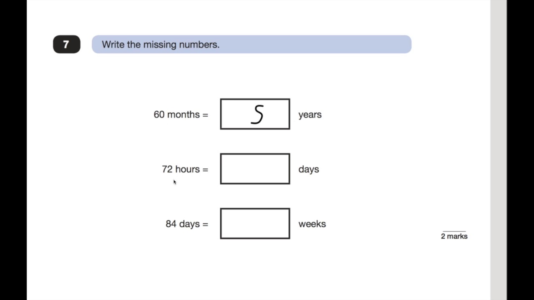The next part then, 72 hours in days. Well, we know that there are 24 hours in a day, so if we count up in 24s, we'll find that 3 24s make 72, so that must mean there are 3 days in 72 hours. And the last one finally is asking us how many weeks are 84 days. Well, if we're counting up in 7s, because there are 7 days in a week, you'll find the answer is 12. 12 weeks in 84 days.